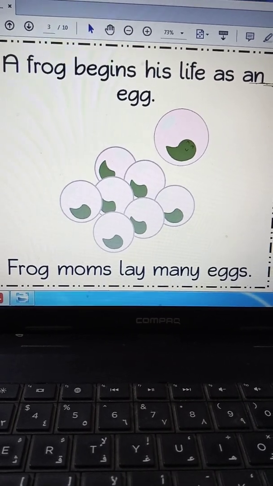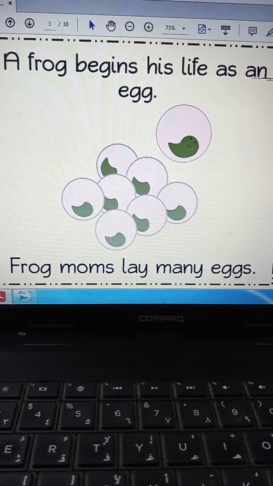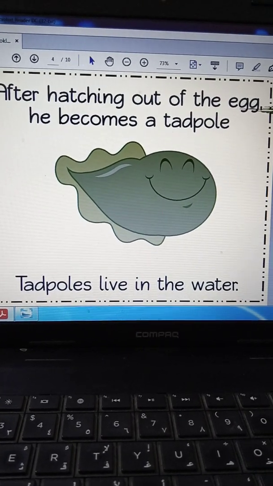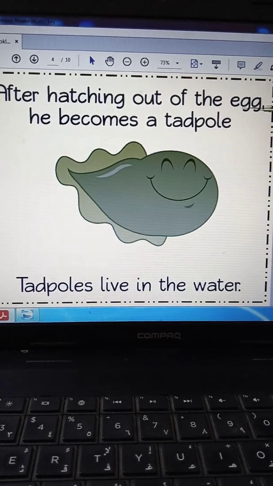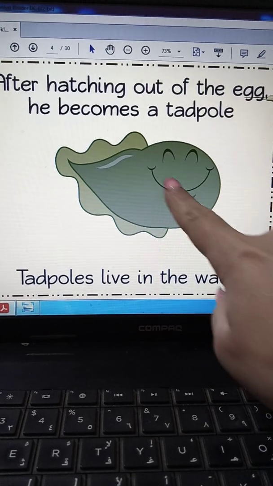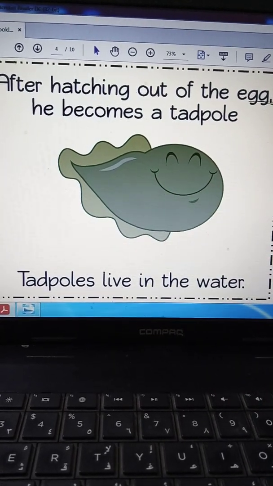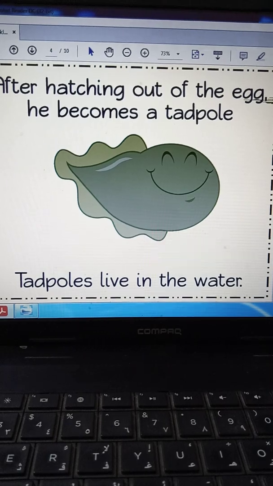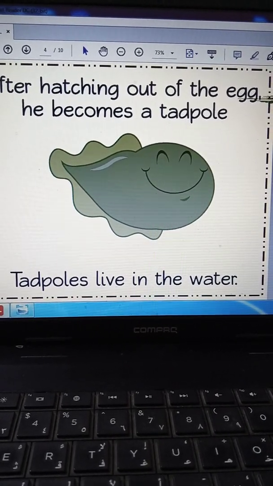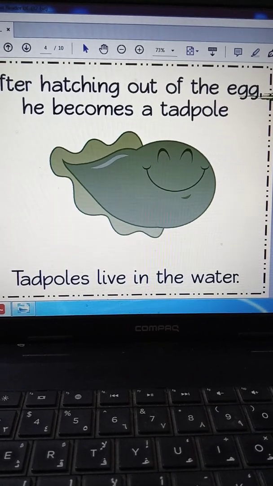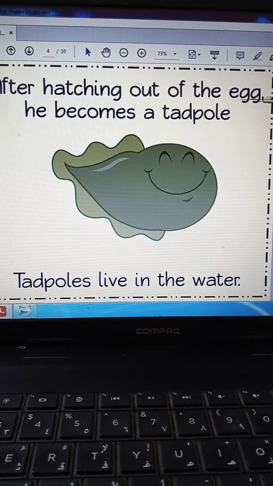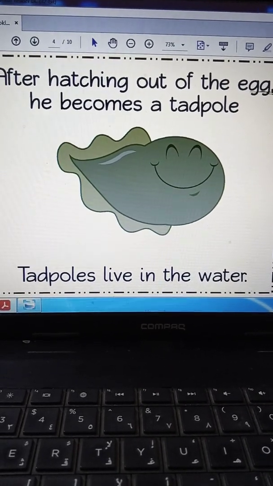So, the frog life cycle, it starts with what? With an egg. And then, when the egg breaks and it comes out, what comes out? You see this little tiny thing? This is called a tadpole. Repeat after me. Tadpole. The tadpole lives in water. Tadpoles live in the water. They cannot survive out of the water because they're little babies.